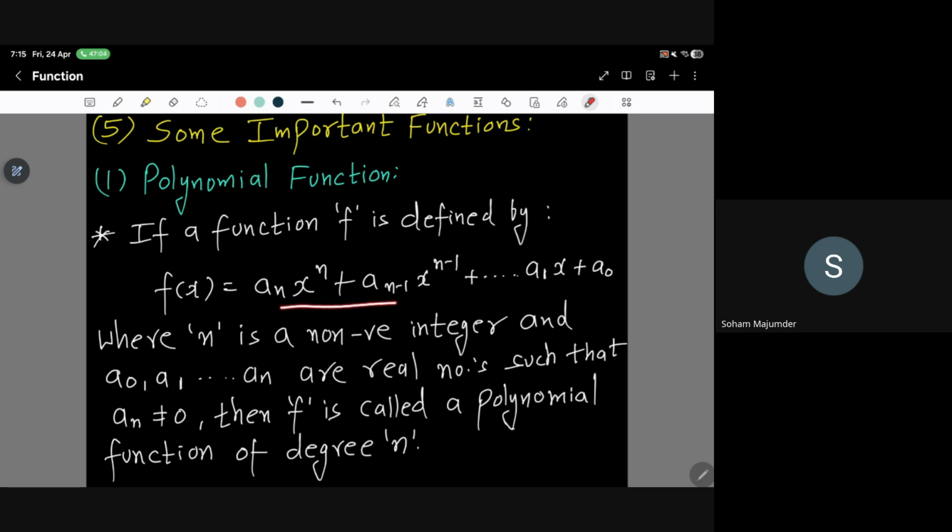Second thing, this is a polynomial of degree n, right? Because the highest power of x is n. If it is an n degree polynomial, then its coefficient an should not be 0, otherwise it becomes an n minus 1 degree polynomial. And a0, a1, up to an are all real numbers.